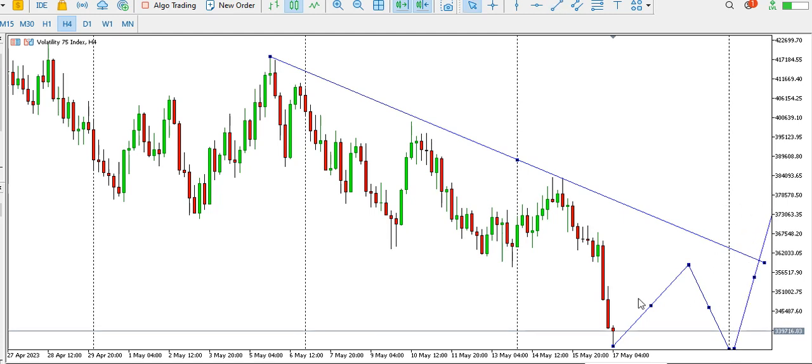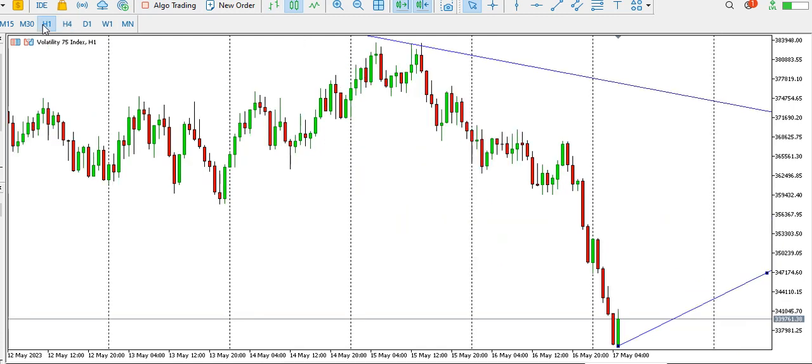For V75 index, you are trading against the algorithm, so you can expect anything to happen when you are trading against the algorithm. Anything can happen on a V75. Now let's try and look at the 1 hour time frame. What we have on the 1 hour time frame, V75 volatility 75 index 1 hour time frame.